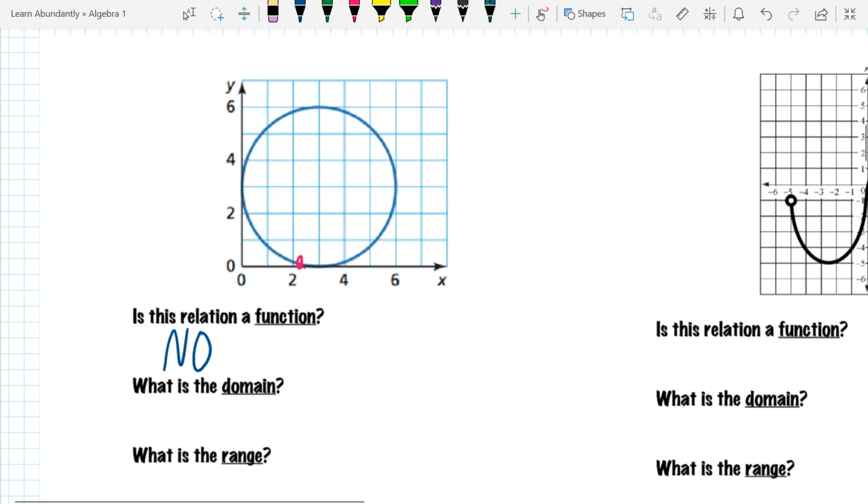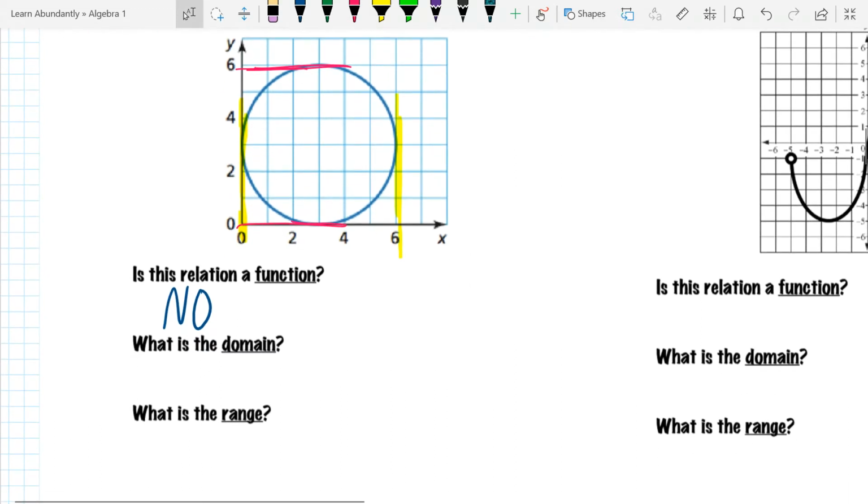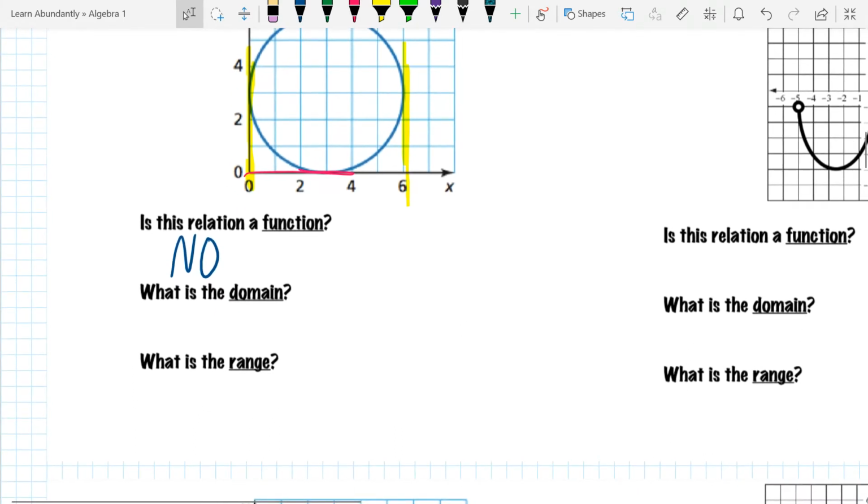However, we can still talk about domain and range, because we can say domain, the furthest left and right, and we can talk about range, the highest and the lowest it can be. So it looks like, since this is a circle, it goes from 0 to 6 and 0 to 6. I'm going to go ahead and do that. So my x's are less than or equal to, and my y's are the same.